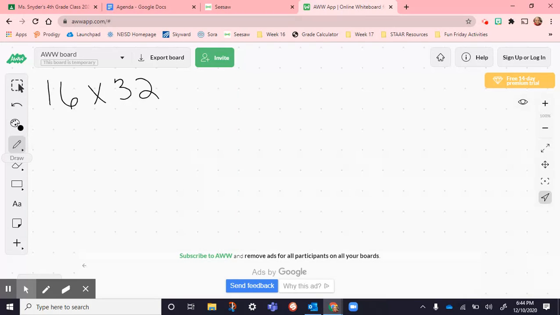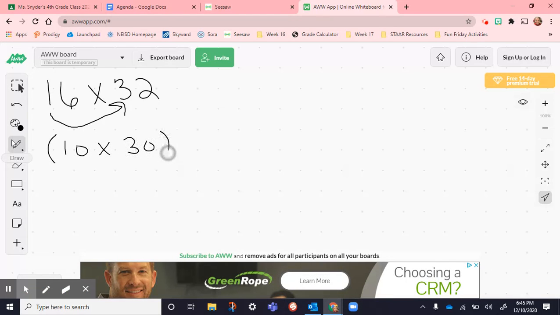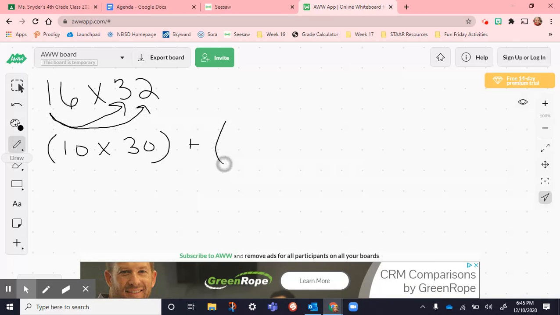So the first thing I see is the 10. And this one here, I'm going to multiply it by this 3 here. But it's not a 3, it's actually 10 times 30. Plus, I'm going to take the 10 and multiply it by the 2. 10 times 2.